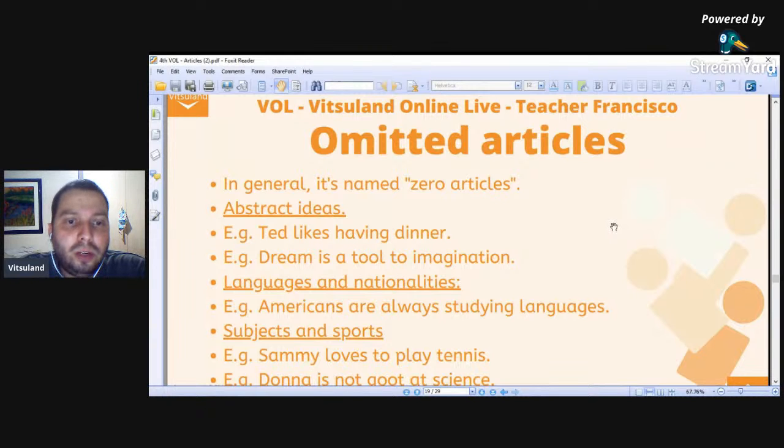Dream is a tool to imagination. Dream is also an abstract concept, so we do not use the as well. Not the imagination. Dream is a tool to imagination. We're using a before tool because a tool is a little bit concrete. But that's it.